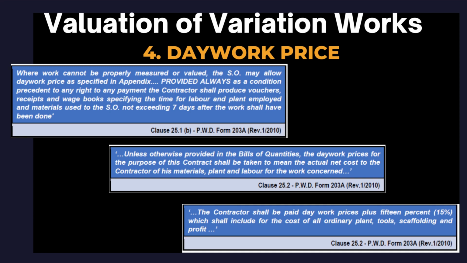And also Clause 25.2, which highlights, unless otherwise provided in the bills of quantities, the day work prices for the purpose of this contract shall be taken to mean the actual net cost to the contractor of his materials, plant and labor for the work concerned. By considering all the required details for the day work rates, it is also important to allow for profit for the contractor. This is as per Clause 25.2, where the contractor shall be paid day work prices plus 15%, which shall include for the cost of all ordinary plant, tools, scaffolding, and profit.